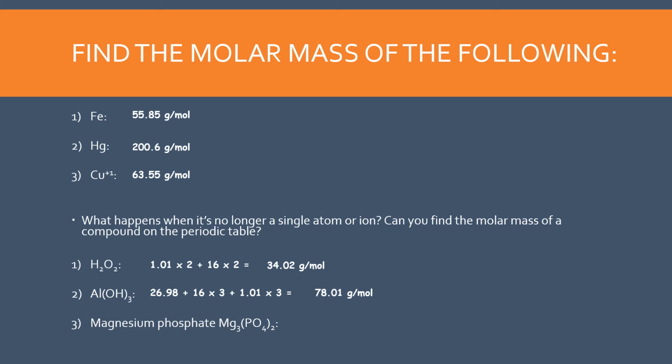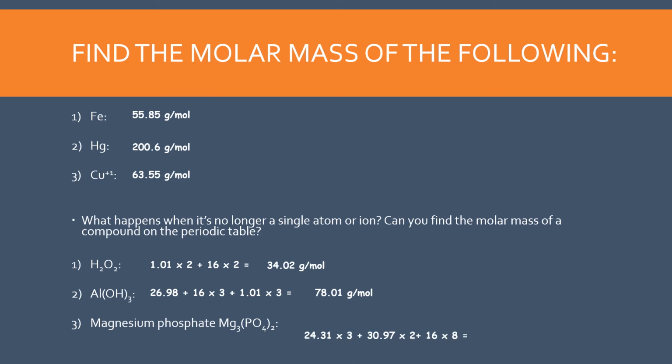For the third example here, we have magnesium phosphate. Now, I suggest you pause the video and try to solve this one on your own, and then unpause it and see if you got the same thing I did. So for this one, it's exactly the same as the problem above it. We have magnesium, we have 3 of those. The 2 outside the phosphate ion there, the PO4, that 2 gets distributed both to the P and the O. Remember, it does not go to the magnesium.